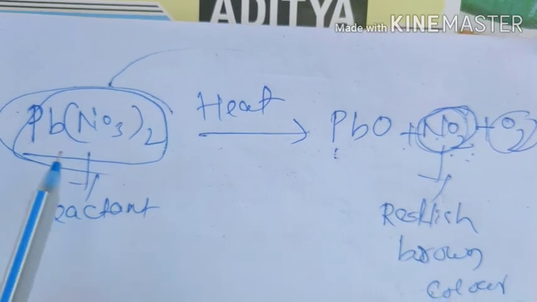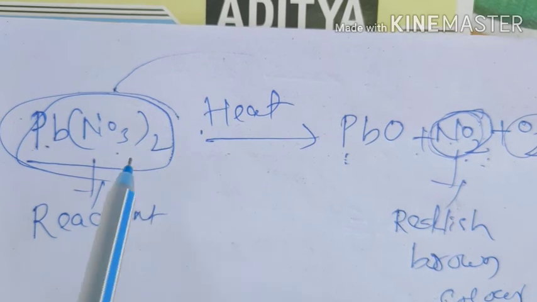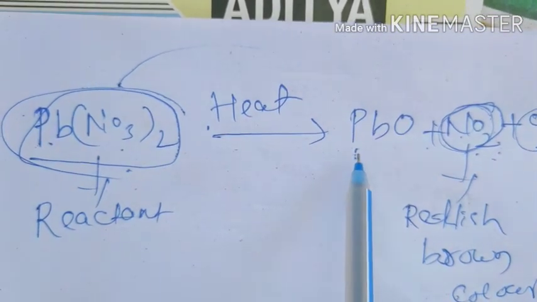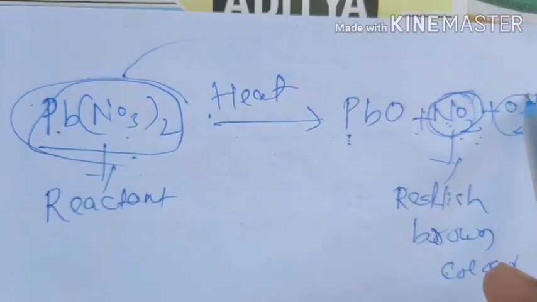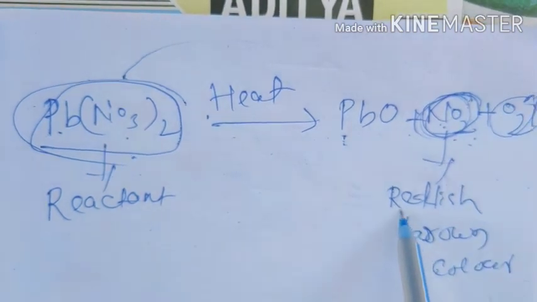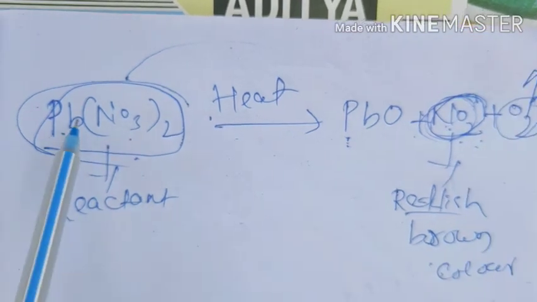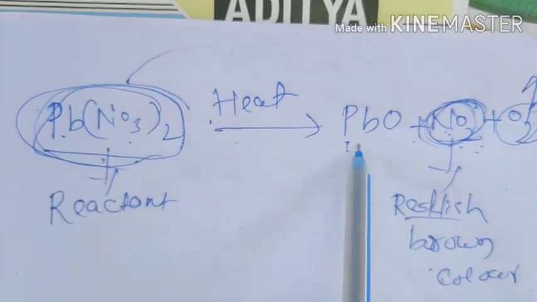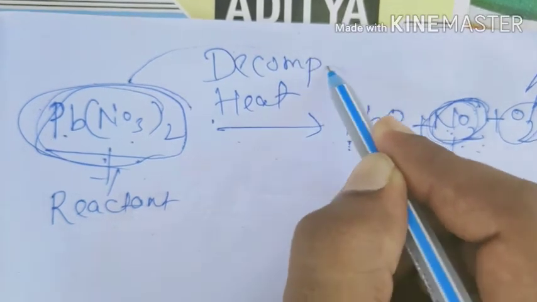So when we apply excess heat upon lead nitrate, it is converted into three products: lead oxide, nitrogen dioxide and oxygen. Here nitrogen dioxide is a gas of reddish brown color, and oxygen is released in this process. So here one reactant is converted into three products, so it is also called a decomposition reaction.